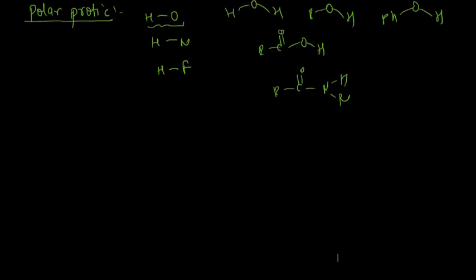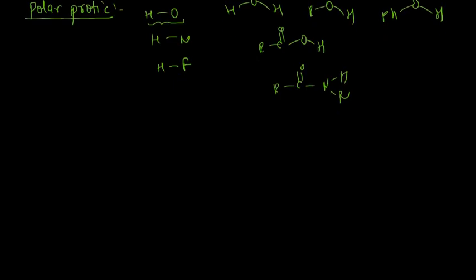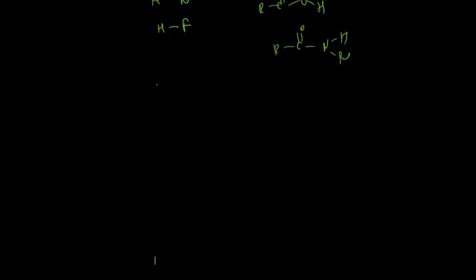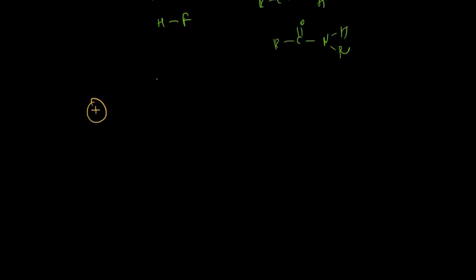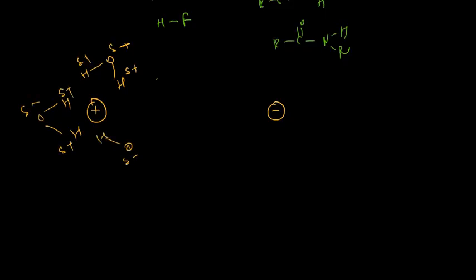So what happens when we use the polar protic solvent? We're going to talk about polar aprotic solvent later. What happens when we have a positive charge and a negative charge? The positive charge is surrounded by H2O, which has delta positive and delta negative ends. It is also surrounded by O delta negative, H delta positive and delta positive.